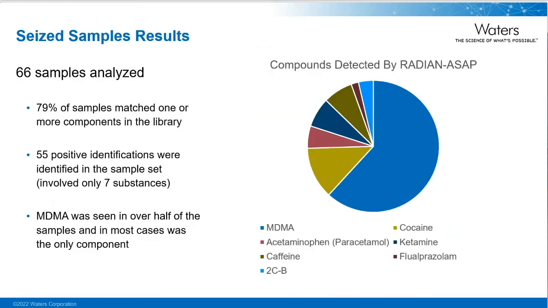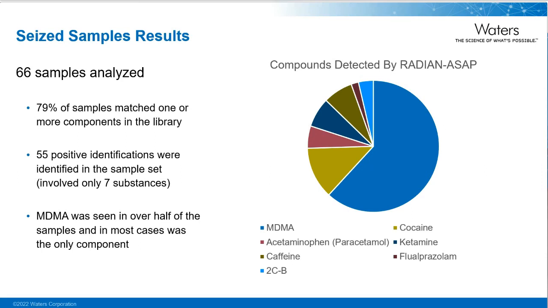Here we have the results of the 66 seized samples analysed. Of these samples, 79% had a match factor score greater than 850 to 1 or more components within the library. There were 55 positive identifications made within the sample set. These involved only 7 substances.